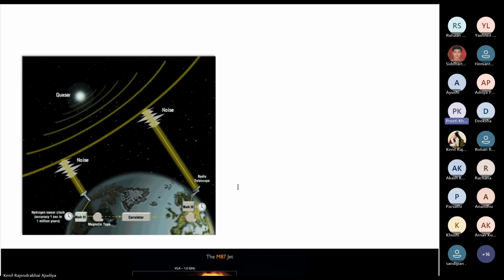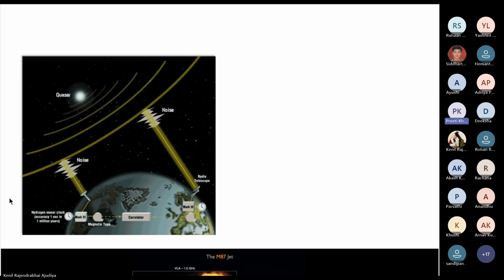Once you can do these kinds of experiments, you can arbitrarily increase the baselines, and then you can arbitrarily increase the resolution. If you remember, resolution theta is equal to lambda by D. So either lambda has to be small, or D, which is the diameter of the telescope, in this case the baseline of the array, should be very large. So you can keep improving the resolution of a radio array by using techniques like VLBI.